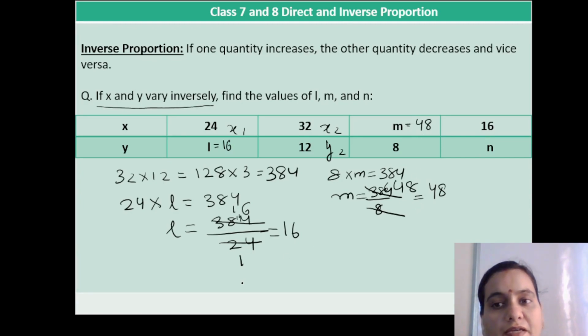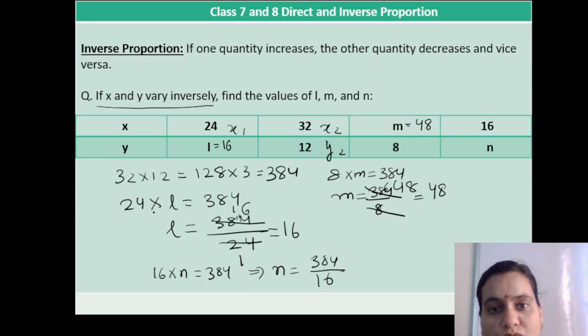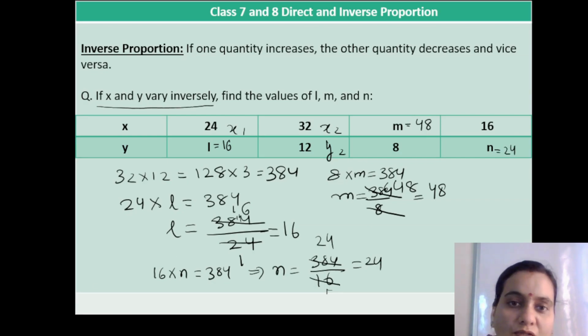Similarly, we can do 16 into n is equal to 384. So n's value will be how much? 384 divided by 16. You see 24 into 16 is 384. From this we can infer that the n value will be equal to 24. No need of trying to divide. So directly dividing 384 by 16, the value will definitely be 24. So here n is equal to 24. This is how you can use the inverse proportion equation to find out the values which are varying inversely.